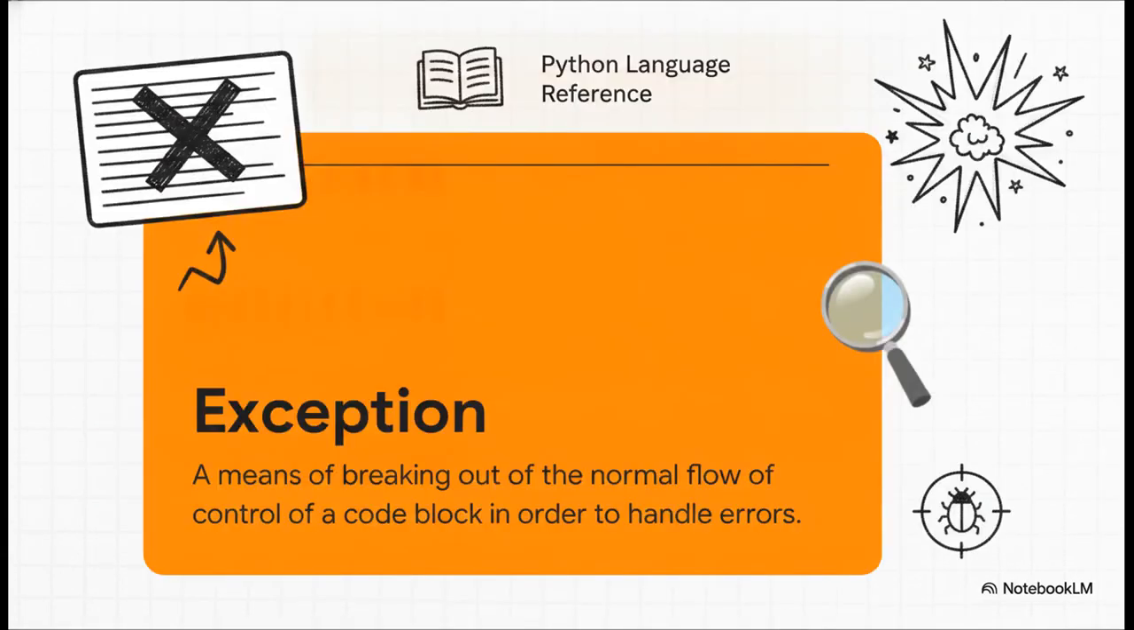So, what exactly happens under the hood when things go sideways? Well, according to the official Python language reference, when the Python interpreter detects a runtime error, like, say, that missing file we mentioned, it raises what's called an exception. An exception is literally a means of breaking out of the normal flow of your code to tell you, the programmer, that a runtime error has occurred and it needs to be handled right now.